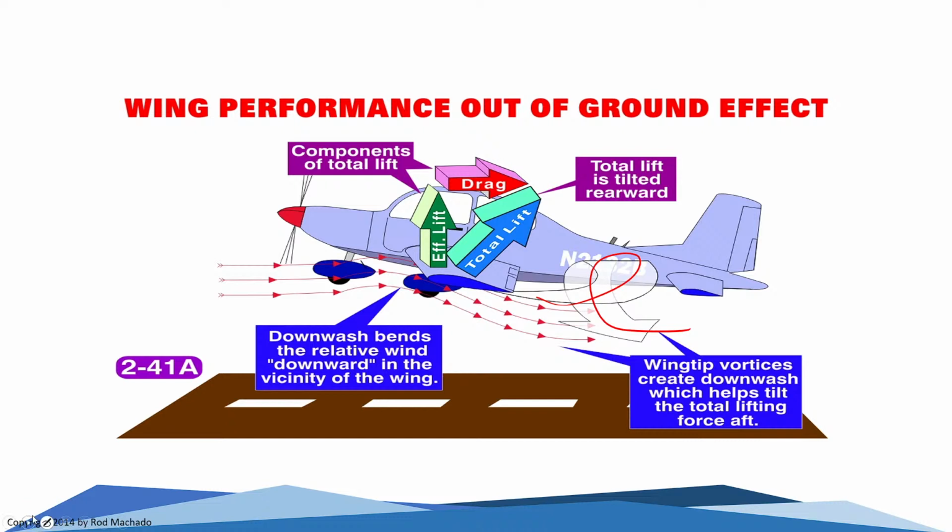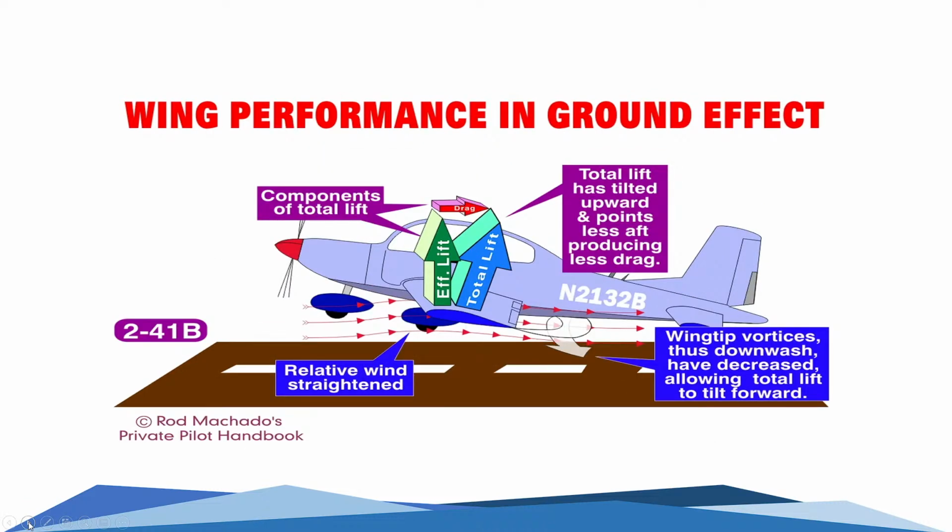But when you get within one wingspan of the runway or the ground, that 3D airflow is interrupted, mainly because you have this giant piece of pavement or dirt, whatever you're landing on, and that airflow is basically redirected up, and it creates this cushion. So the wingtip vortices and thus downwash are decreased, and they also allow total lift to tilt forward. Very simply, the result of ground effect is that it creates this artificial bump in performance when you're closer to the ground, due to that change of the three-dimensional airflow.